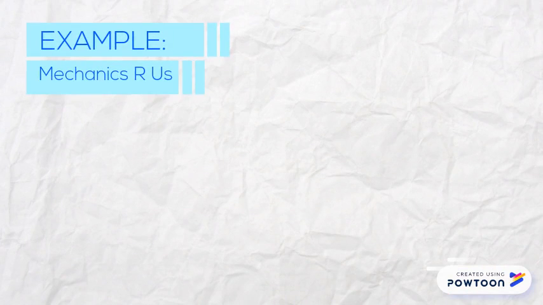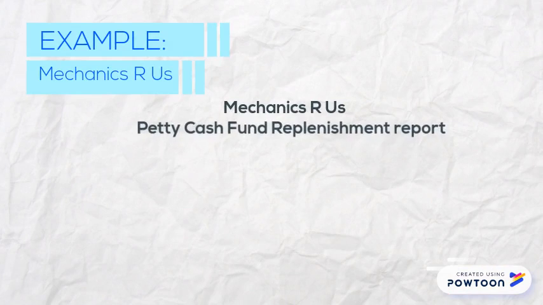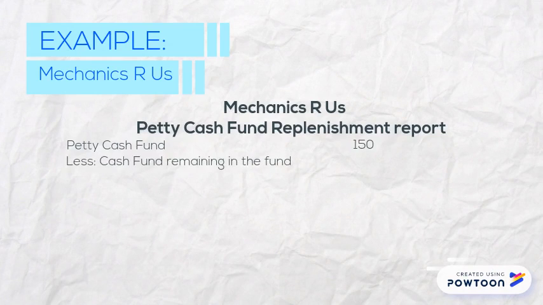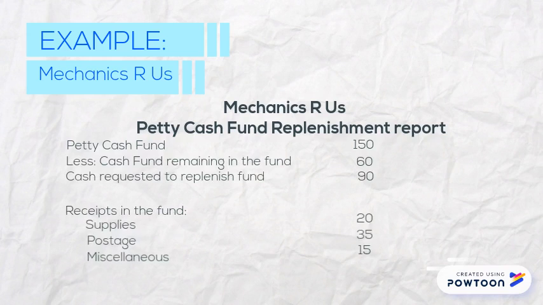Let's continue the example of Mechanics R Us. The following is the business's petty cash fund replenishment report. First, the business states its petty cash fund, totaling $150, less the cash remaining in the fund. This determines the cash requested to replenish the fund, which is $90. Then, the receipts are stated, totaling $70. When replenishing a fund, the cash requested to replenish the fund should equal the total receipts.